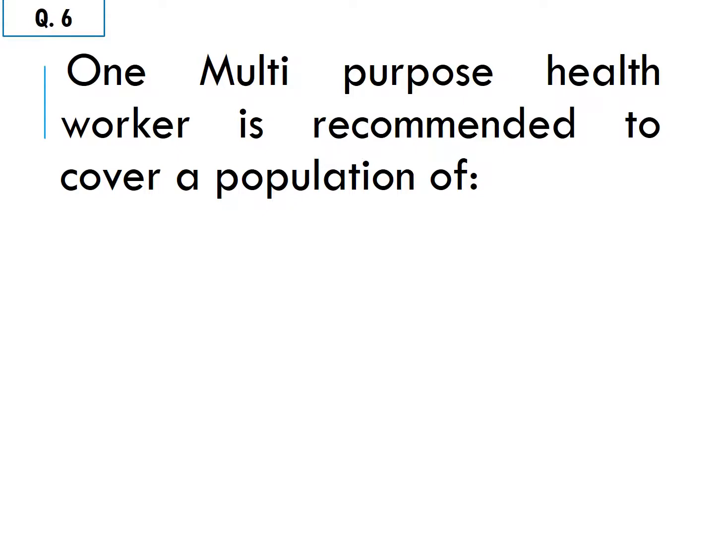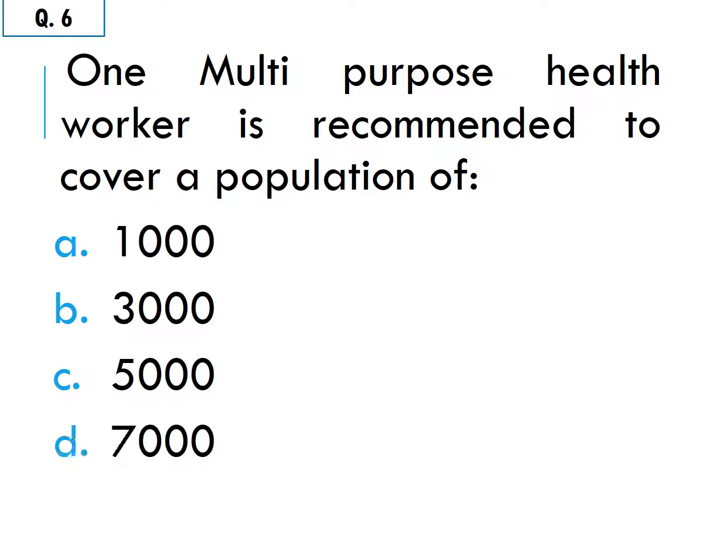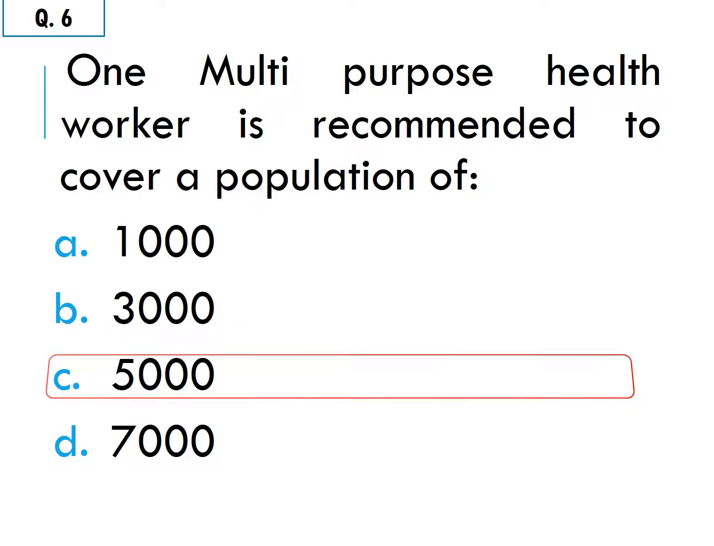Question number 6. One multi-purpose health worker is recommended to cover a population of, and the options are 1000, 3000, 5000 and 7000. And the answer is one multi-purpose health worker will cater a population of 5000.